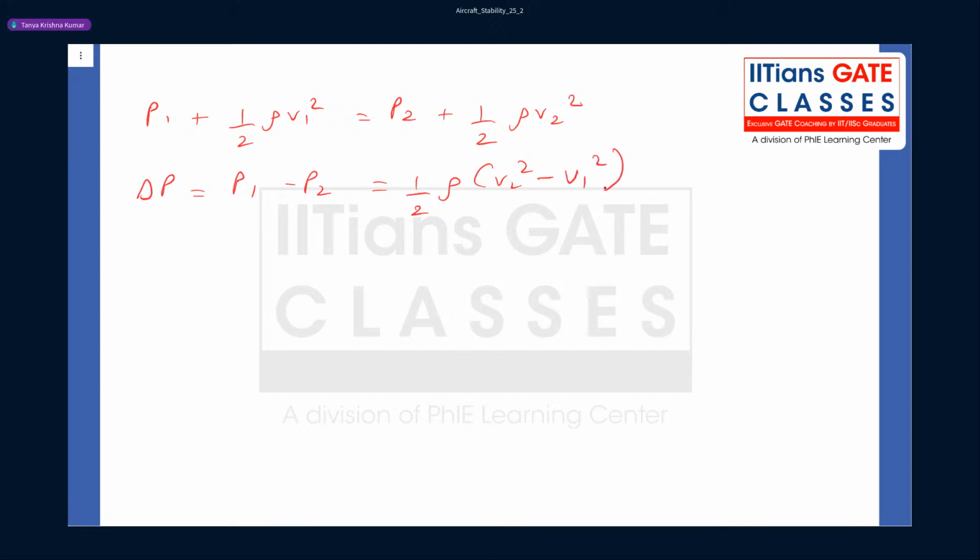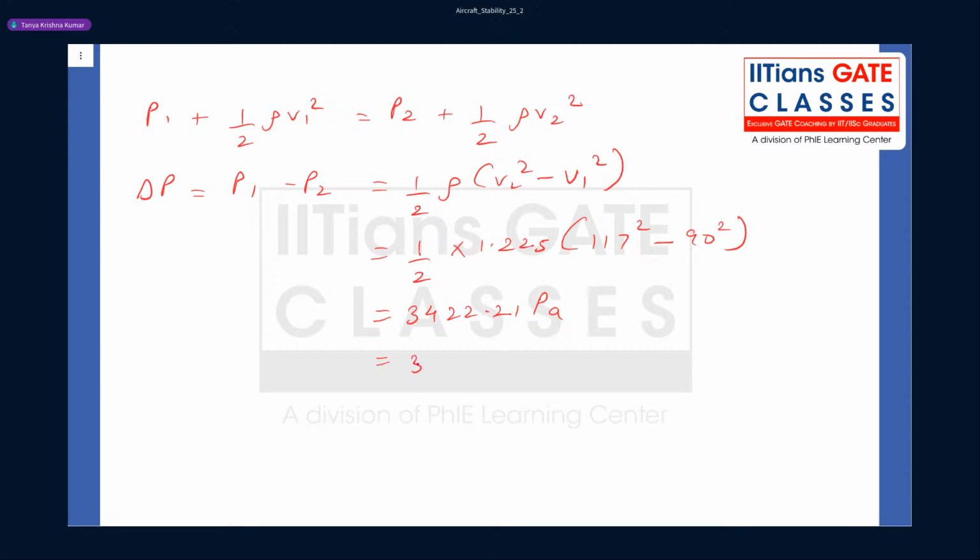Now let's substitute the terms. We get half into 1.225, which was given in the question directly. V2 we have found out, 117 squared, minus V1, given in the question, 90 squared. Now upon substituting all of this we get 3422.21 Pascal. In the question they've asked you kilopascal rounded off to 2 decimal places.